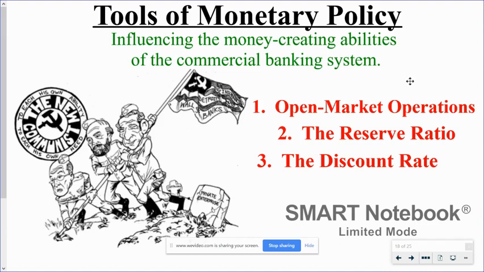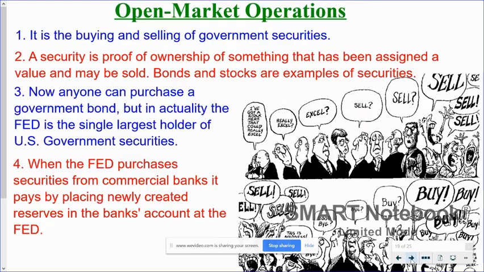The Fed has 3 tools. They are called open market operations, the reserve ratio, and the discount rate. Let's take a look more closely at #1 and then quickly review #2 and 3. The most important thing you need to know about open market operations is that it is the #1 preferred option of monetary policy by the Fed. It is the buying and selling of government securities.